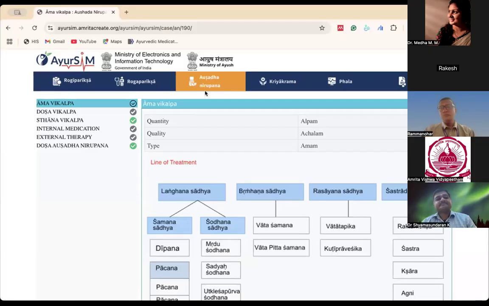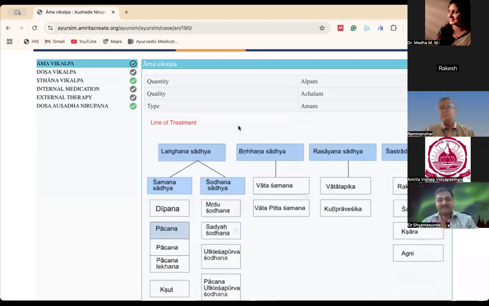The representation, the framework here in AyurSIM, is made in such a manner that the student learns to use medicine in a very rational manner. There should be a rationale behind choosing each medicine. They should not be choosing any medicine randomly, just because the medicine is available. That is the learning. That is why first they have to choose the line of treatment. When they're choosing the line of treatment, what are the major things that they should consider?